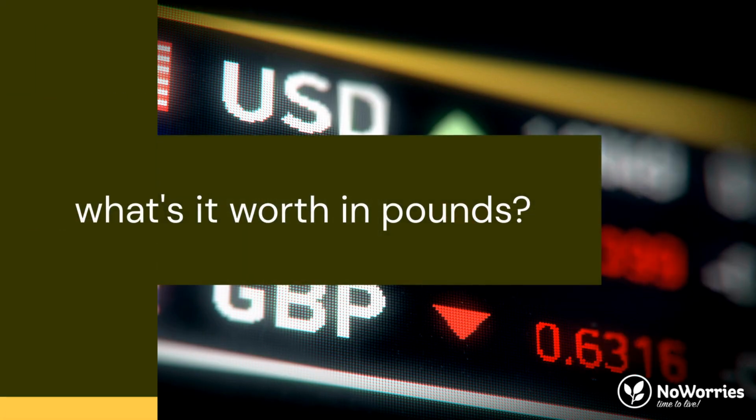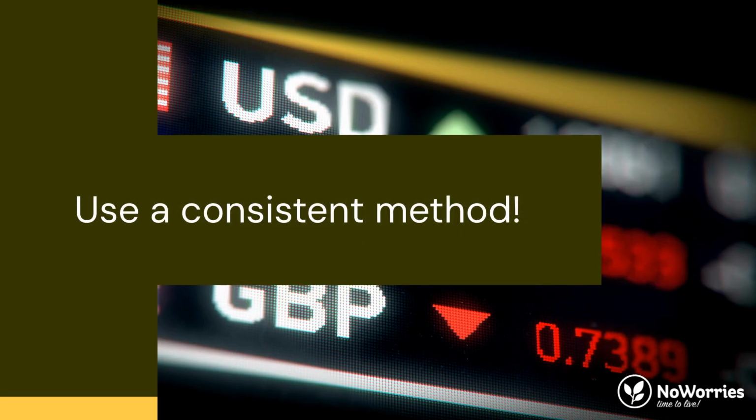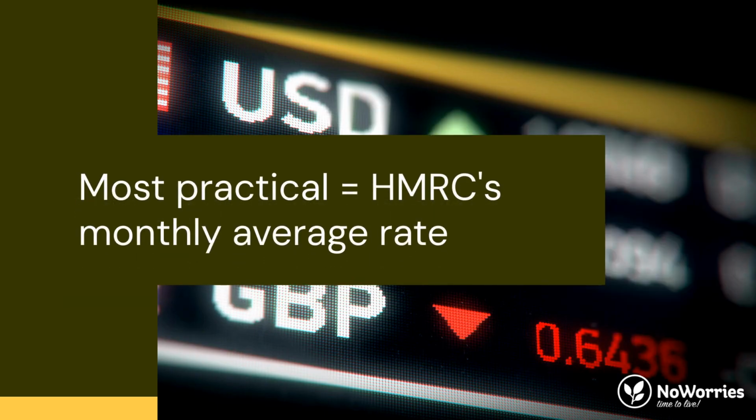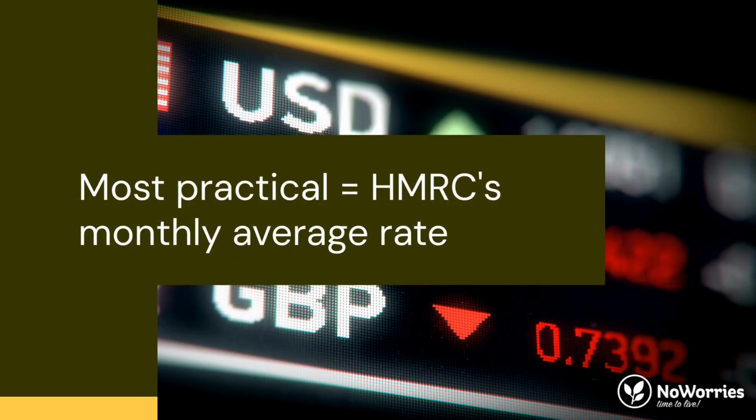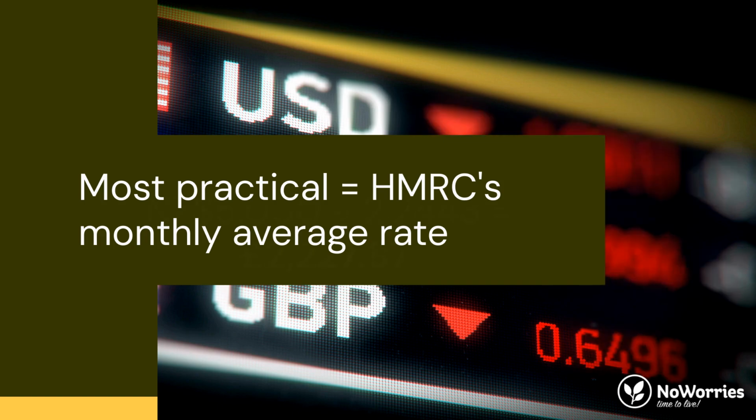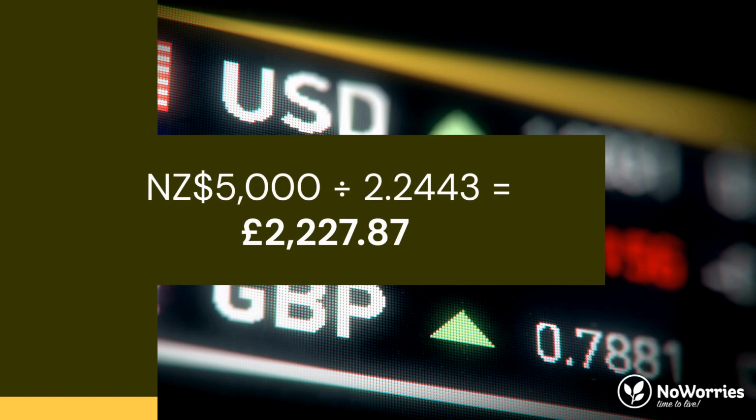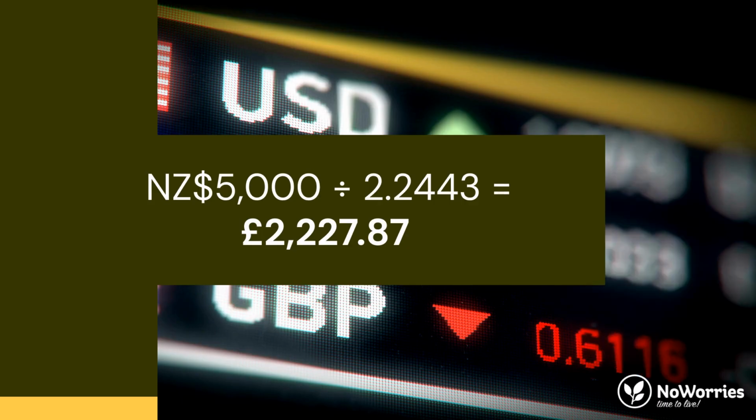Step 2. What's it worth in pounds? HMRC doesn't care what your client's bank used. You need a consistent method. The most practical option? Use HMRC's monthly average rate for the month you invoiced. So, if you invoiced in May 2025, the month's rate was 2.2443. So, your official income in sterling would be locked in at £2,227.87.